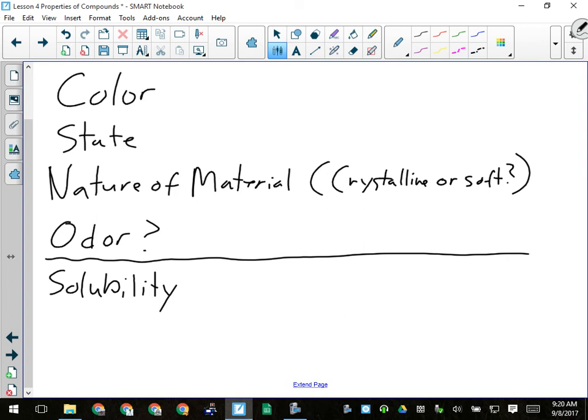In fact, I want to make pH my last test. Anybody know why? Exactly. For the litmus paper, it's a chemical reaction. When I stick the litmus paper in there, in order for the litmus to change color, a chemical reaction has to occur, which means now my material is essentially contaminated and I can't do any other tests with it. So pH is a test we're going to run, but it's the last one.